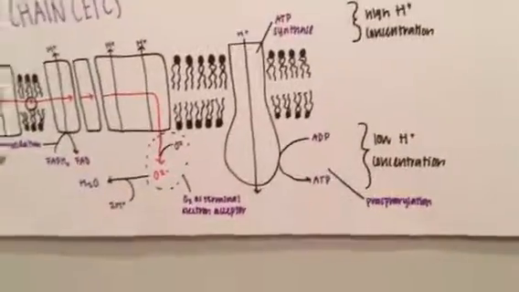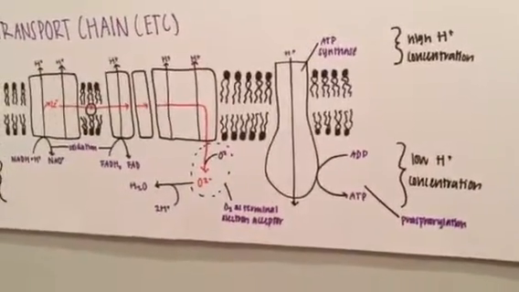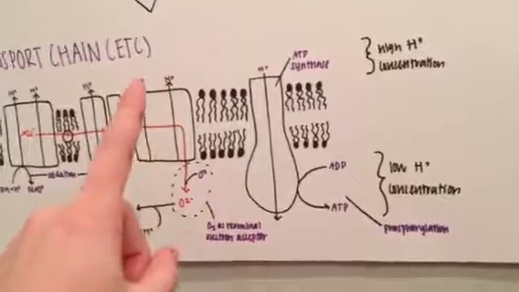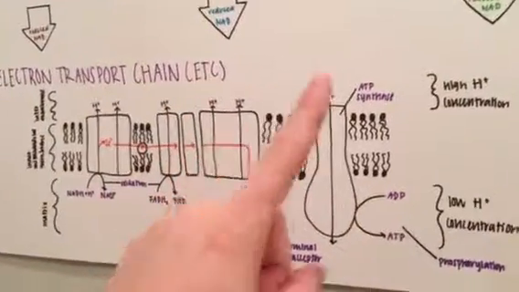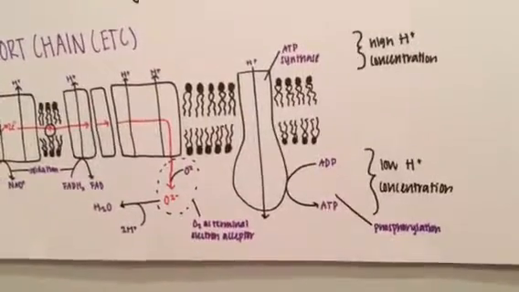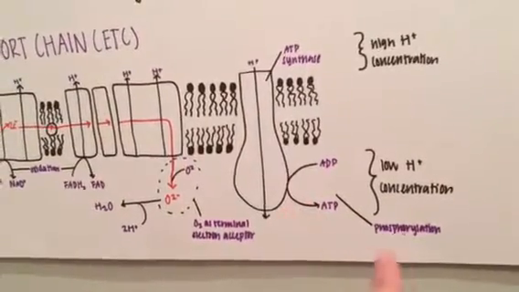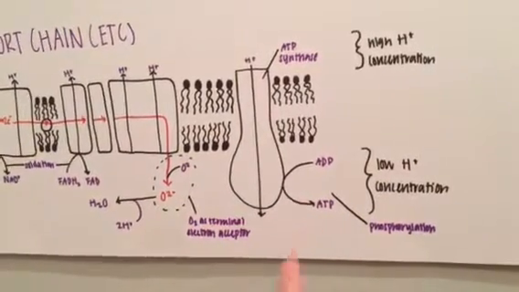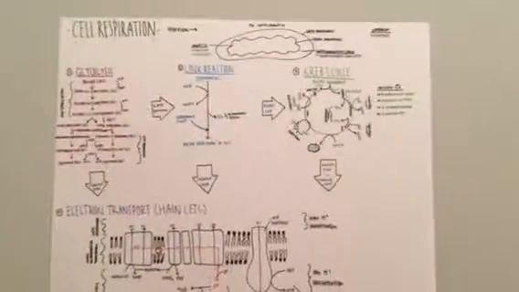And then finally, once all of this is completed, there's enough H plus or protons in the intermembrane space to activate ATP synthase, which is going to take ADP and phosphorylate it to produce a lot of ATP. So overall, that's cell respiration.